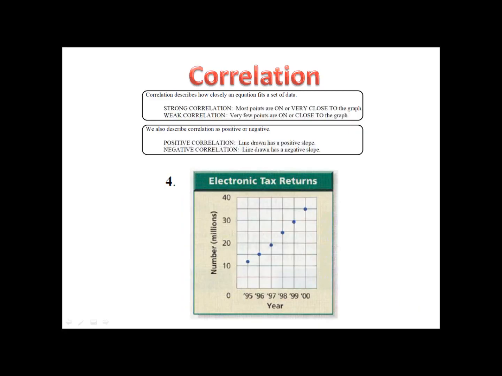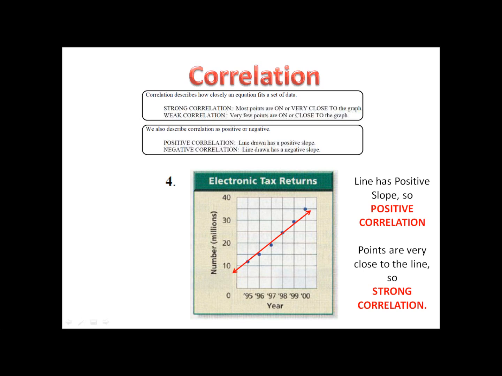Finally, the number of electronic tax returns that are being filed, as the internet has become more accessible to more and more people are filing their taxes by using the internet. And so we want to look at that. Here's the data, the number of tax returns in millions, and we fit the line right through it. And notice that it has a positive slope. So we say it has positive correlation. The points are very close to the line. So we say we have a strong correlation. We have a strong positive correlation.